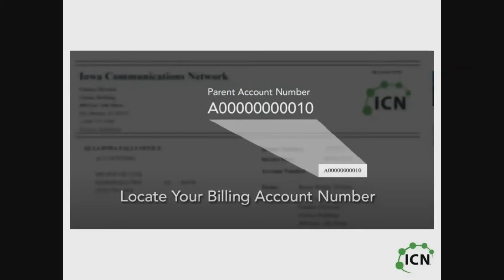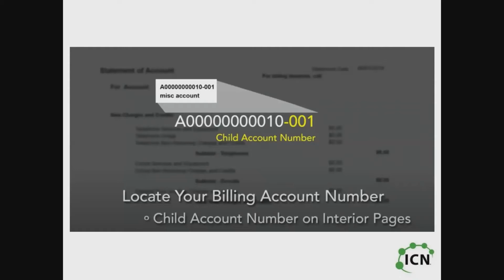So I want to take a moment to talk about parent account numbers. These are established by ICN for your agency. It is located in the upper right section on page 1 of a recent invoice. We also have child account numbers, and they consist of an additional 3-digit number following the parent account number. The child account number is found on the interior pages of your invoice.